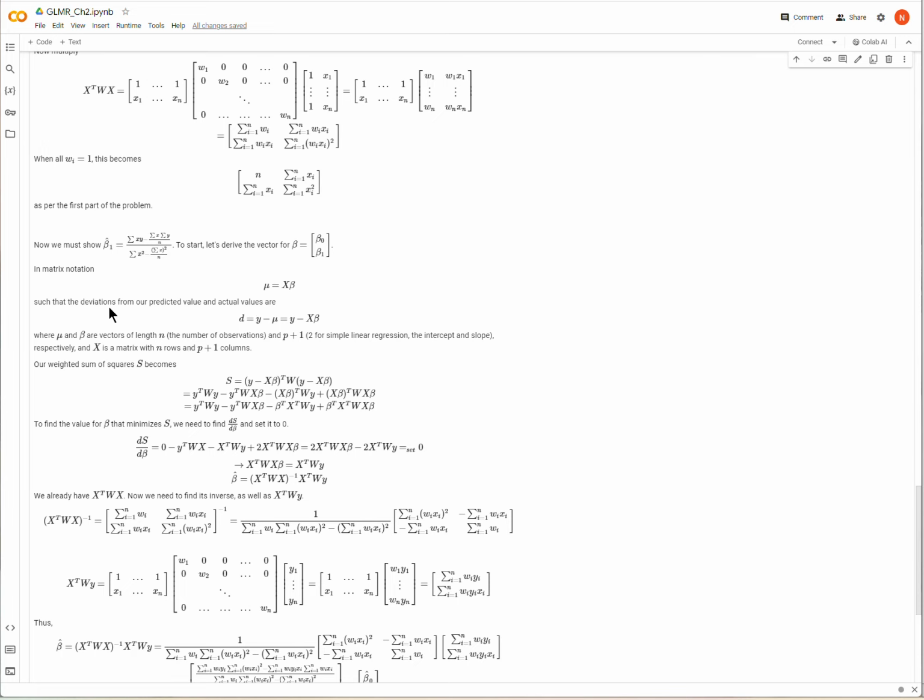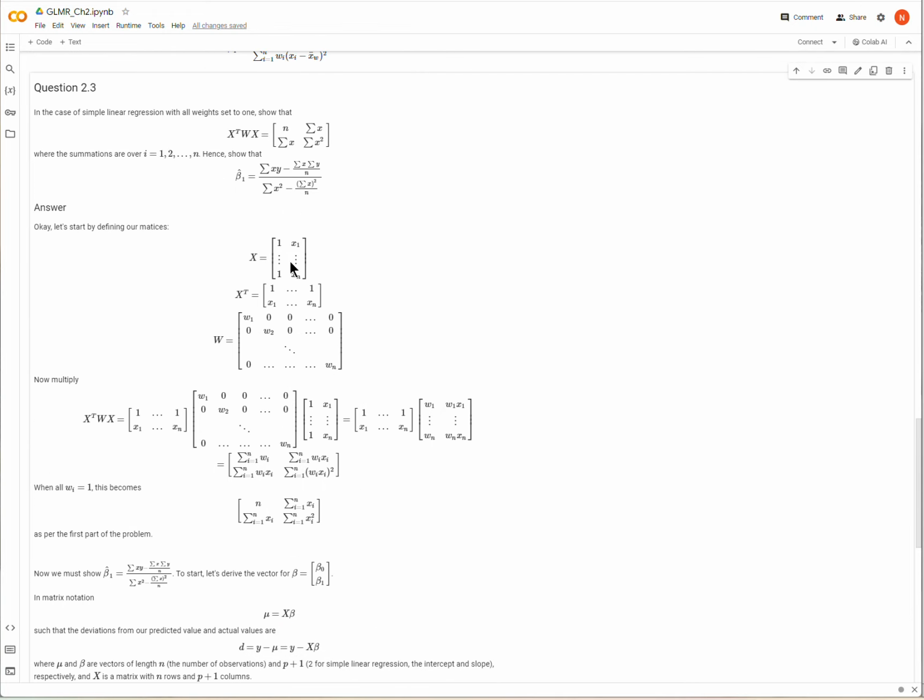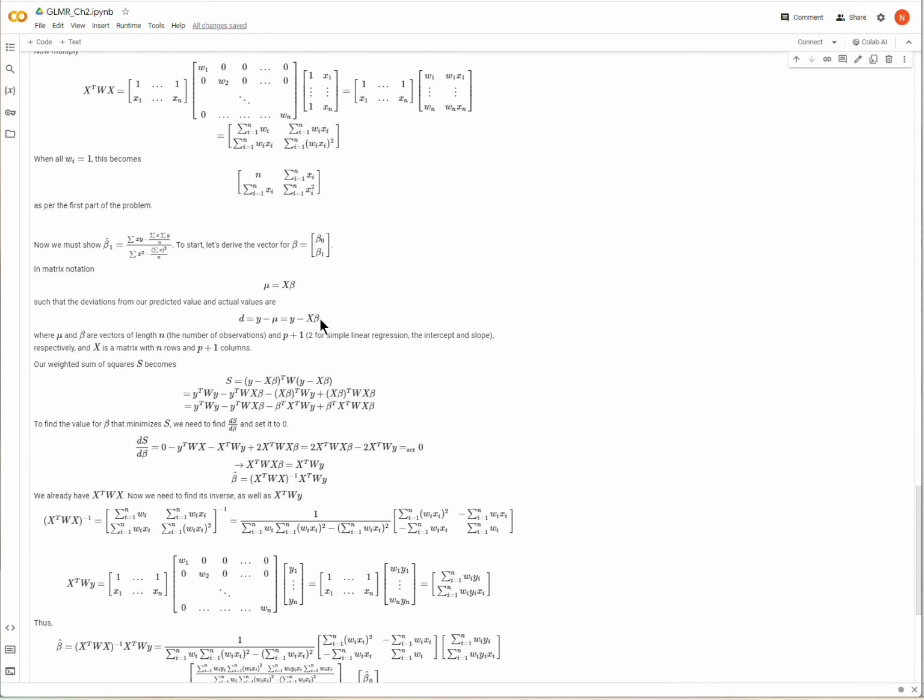But then that means that the deviations of our predicted values from the actual values, y minus mu, is y minus x beta. Here mu is a vector with n components. If I have n observations, then I have n predicted values. I have x, the predictor variable for each observation, times its coefficient. So x can be a matrix. In fact, we already saw that x was a matrix, and beta is a vector.